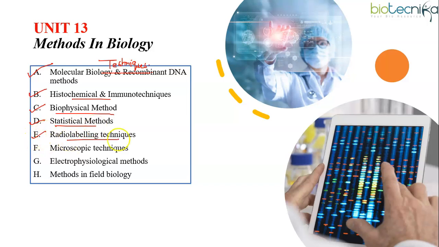Subunit E is about radio labeling techniques, where you study about radioisotopes and different types of radioisotopes and how you can measure the radioactivity. You study about different forms of decay and more. Then subunit F is about microscopy techniques. So here you study about different types of light and electron microscopy, about sample preparation. Then subunit G is about electrophysiological methods, where you study the techniques like magnetic resonance imaging, CT scan, ECG, EEG, PET scan, and more. And then subunit H is about methods in field biology.